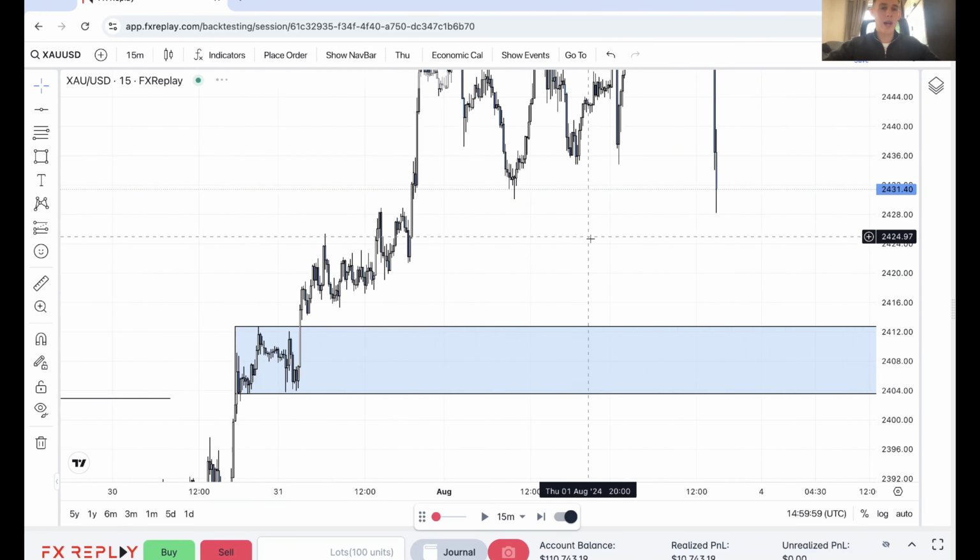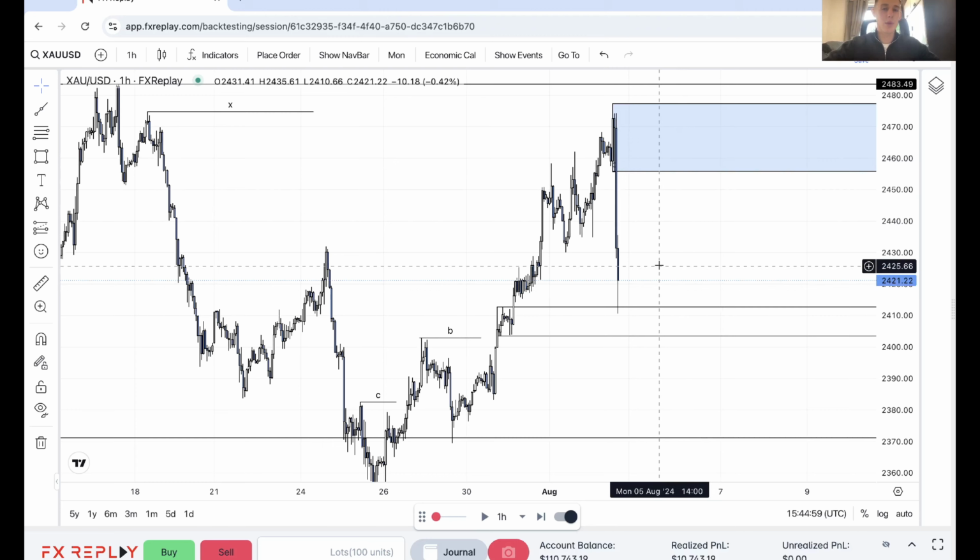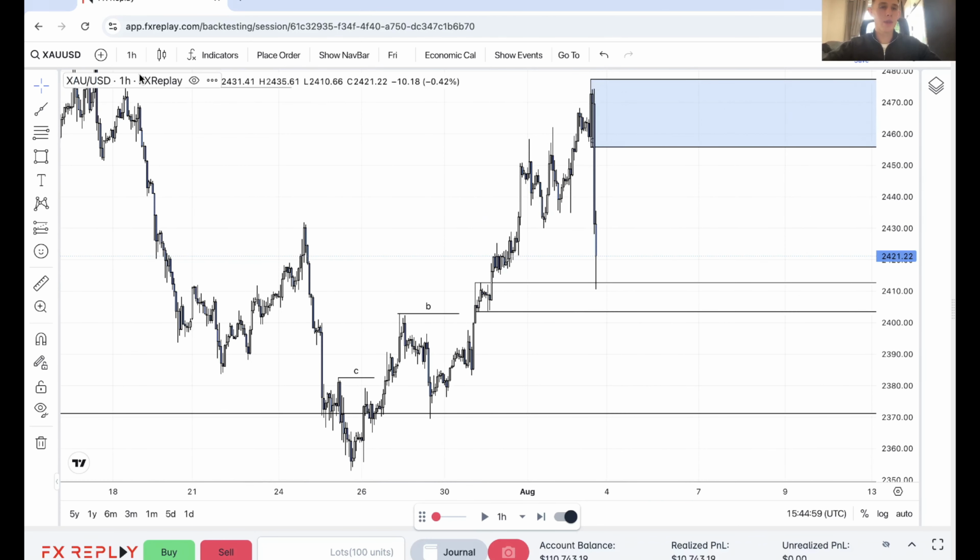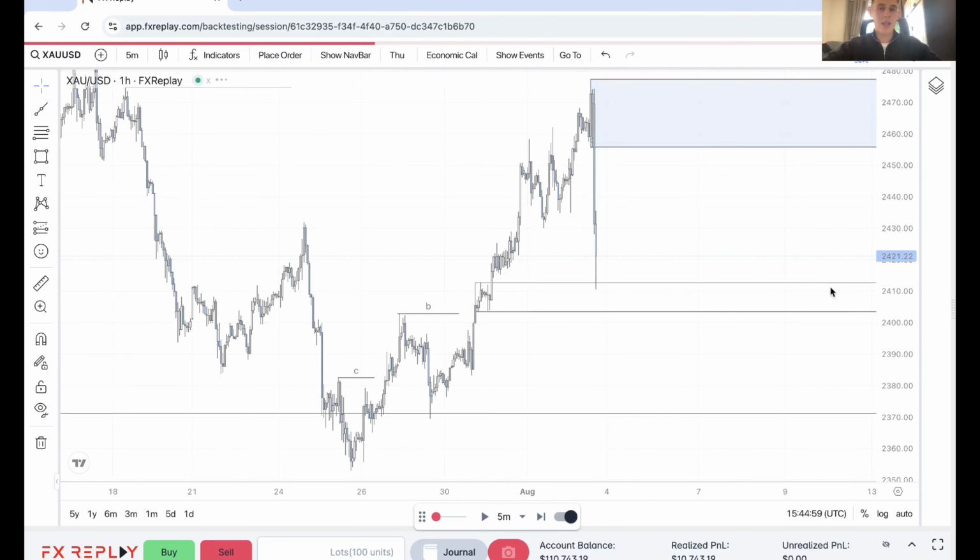This would be a good sort of hedge as well, because we could buy up to the zone and look to sell from the zone. But if price doesn't sell from the zone, it's fine because we've already capitalized on the buys. So let's see how it reacts here.